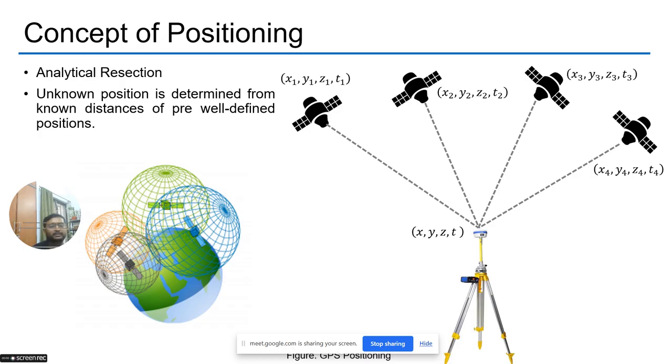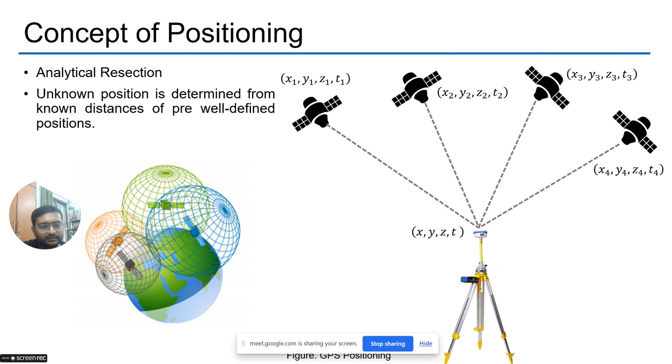If you attempt any questions on how many satellites are required, like in GATE or anywhere, these questions were also asked in GATE examinations, in geomatics as well as in civil engineering. So the number of satellites required for GPS positioning is four only, not three. And the way we calculate this process is known as analytical resection. Analytical resection is where we know the distance between two points, and using that distance we find the location of unknown coordinates.